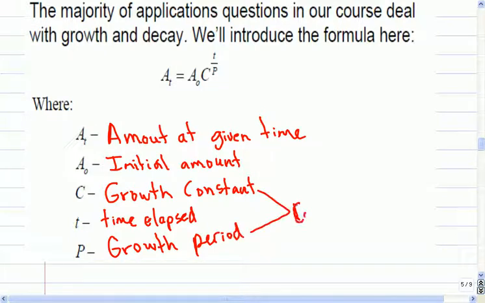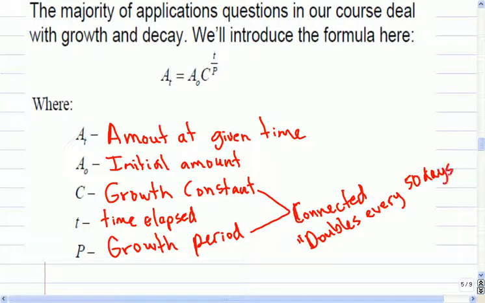Sorry? Is P like N? No, I'll explain it to you in a second. But they're connected. So for example, you might hear something like doubles every 50 days. And what that would mean is doubles, C equals 2. Every 50 days, it's connected to the growth, so this must be the period of 50. So it tells you they're connected because it doubles every 50 days.